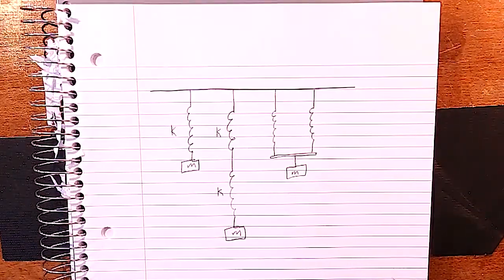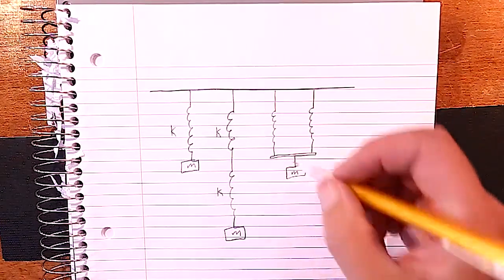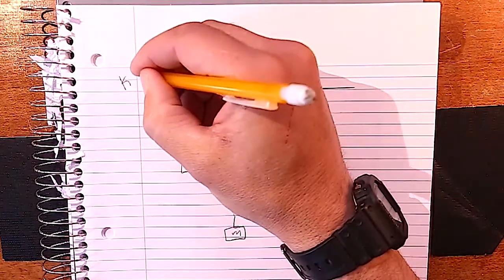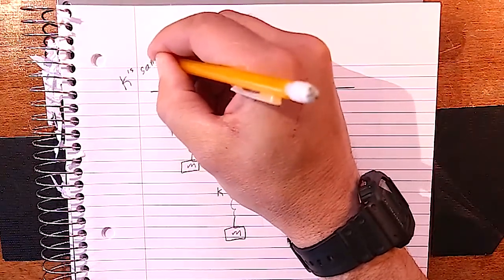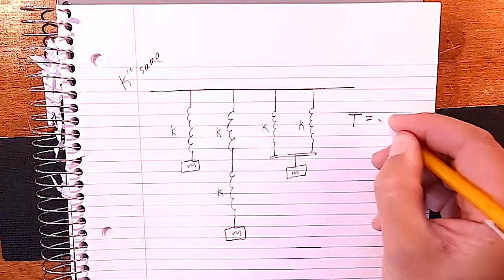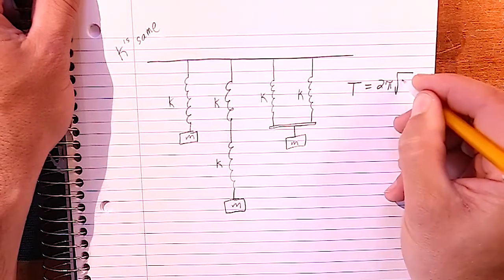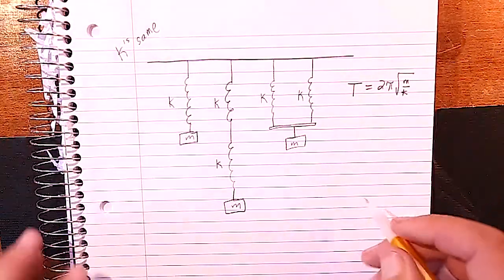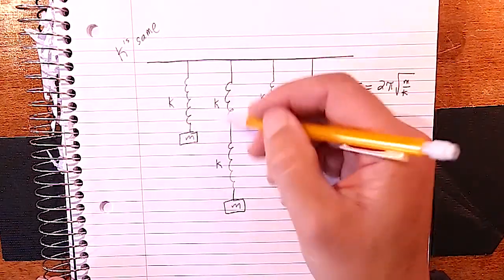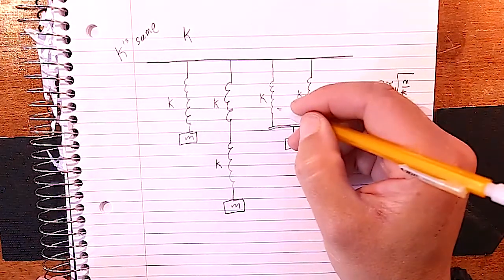Here's a common question that gets asked. We have a bunch of different organizations of springs, but the K is all the same. So the K's are the same. And the question is, if we set these into motion, which one is going to have the greatest period? So if you look at it this way, we start out with a single spring at K. So its K is just K.